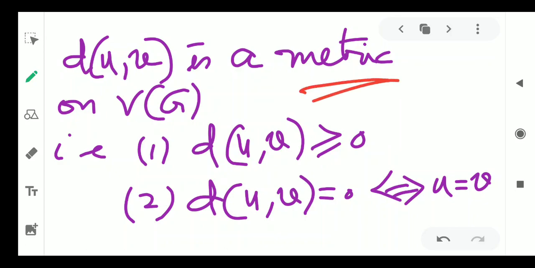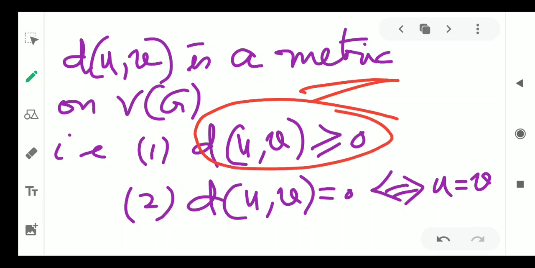Okay. So now d(u,v) is a metric. Metric means the following conditions should hold. Usually all the distance functions are metric functions. We'll learn about the metric topology in the next semester. Anyhow, just for your preliminary understanding, d(u,v), some kind of distance, is a metric if it is non-negative. Every distance is non-negative. We will not have a negative distance.